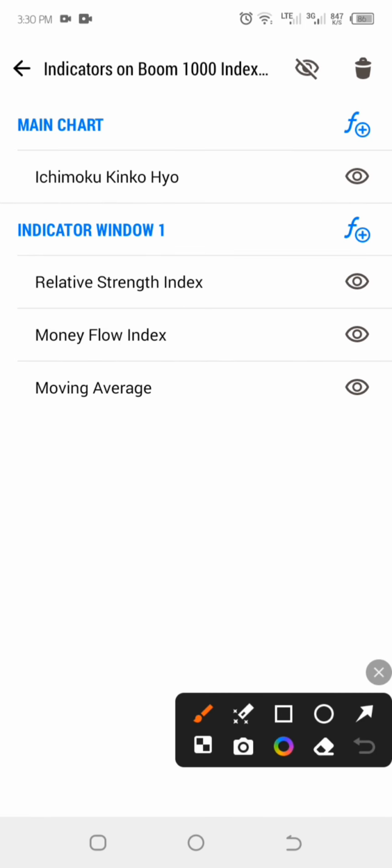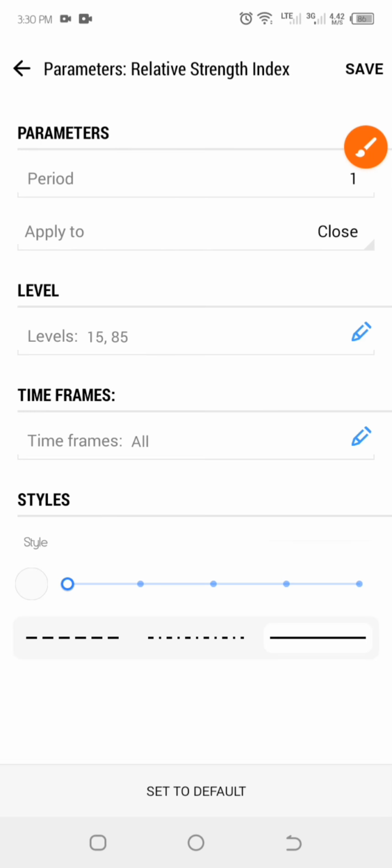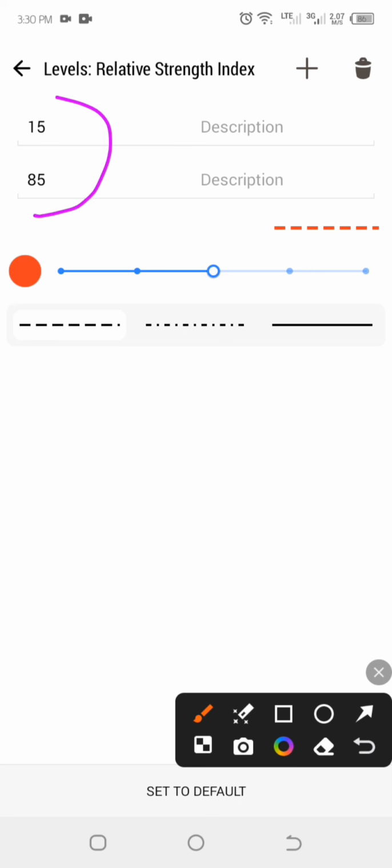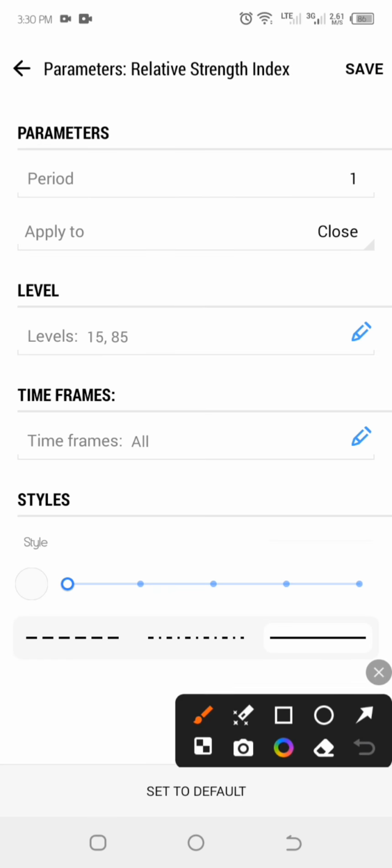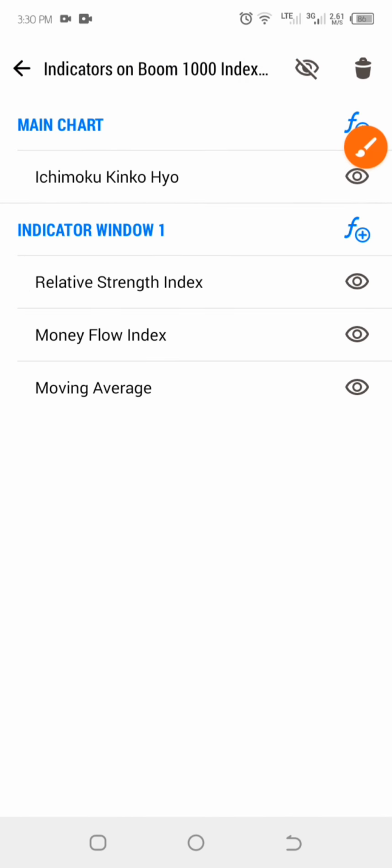Now to the next indicator, which is the RSI. The way to add this, we click on this F icon at the top, we search for RSI and click on it. Now for the RSI, set the parameter style as your background color, and for the levels we need the 15 and the 85 levels. Then go back and click on save. So you have your RSI in your chart.